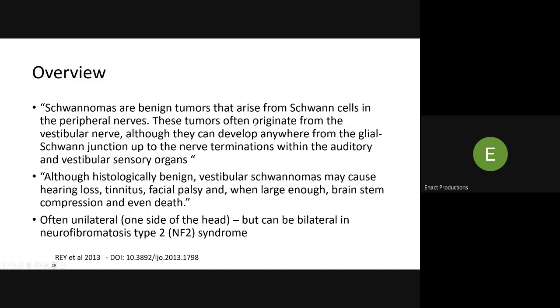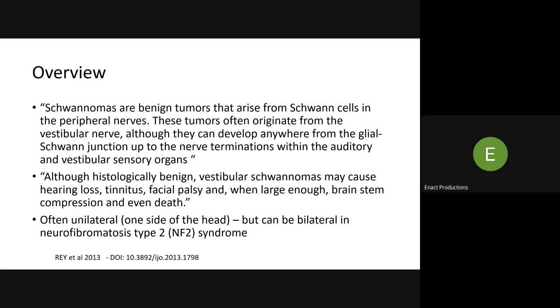And so we're having these tumors in this vestibular area, and they can develop and they're commonly in the vestibular nerve. However, they can be anywhere from the glial Schwann junction up to the nerve terminations within the auditory and vestibular sensory organs. I have a picture of this coming up, but it's generally on the vestibular nerve, but it doesn't literally need to be there. It can be anywhere in the surrounding area, any of that supportive tissue, just anything that's part of the system is all going to be called a schwannoma.